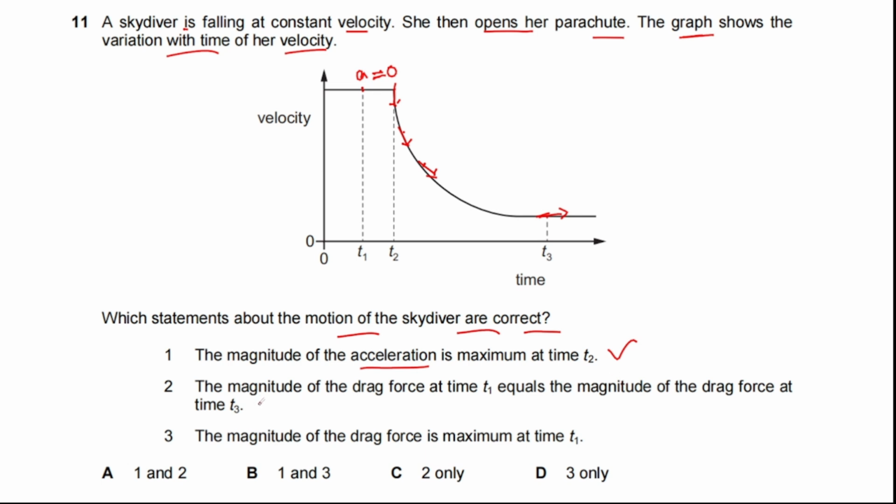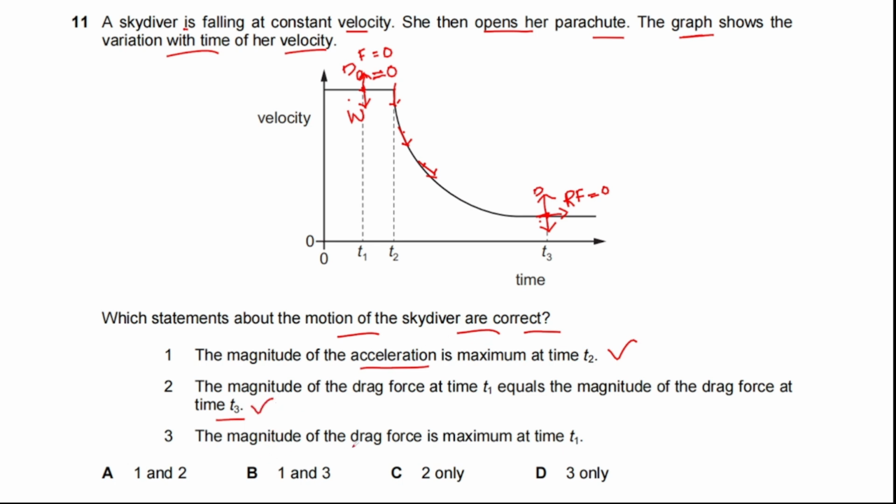And the second point is the magnitude of the drag force at time t1 is equal to the magnitude of the drag force at time t3. So here at this point, it's having an acceleration 0, which means that there is no resultant force. So the forces are balanced. So the weight is balanced by the drag force. As the person opens the parachute, there is a decrease in the velocity. But even at this t3, the weight will be balanced by the drag force. Then only the resultant force will be 0, and it will have 0 acceleration. So the option 2 is also correct.